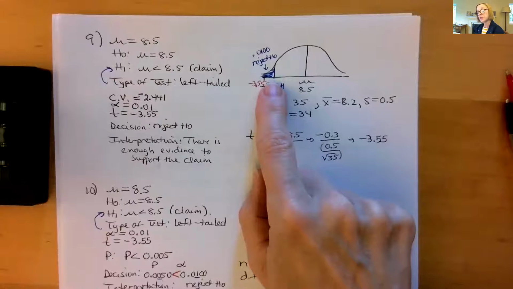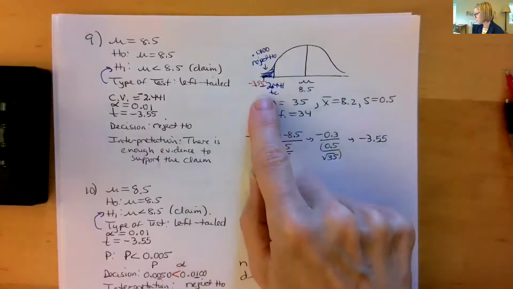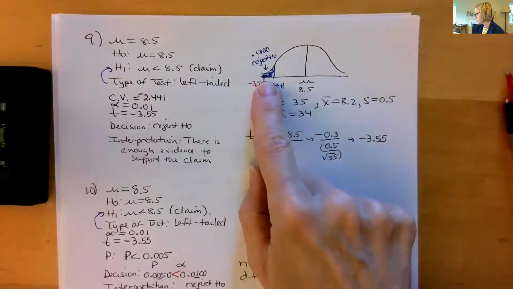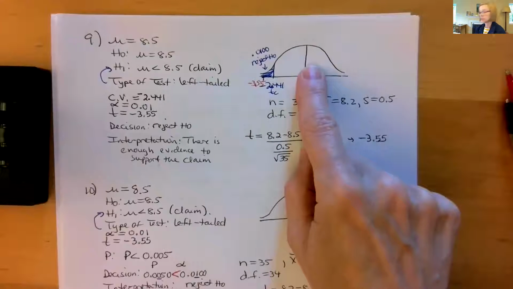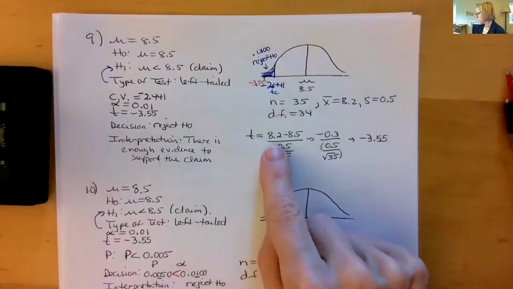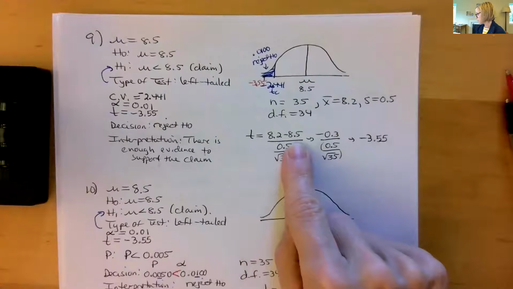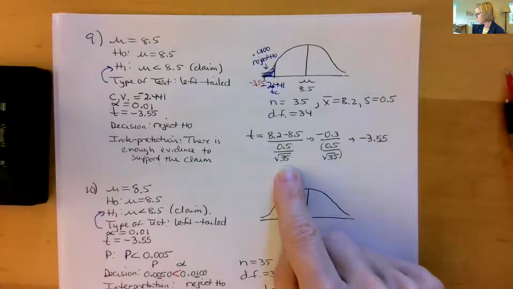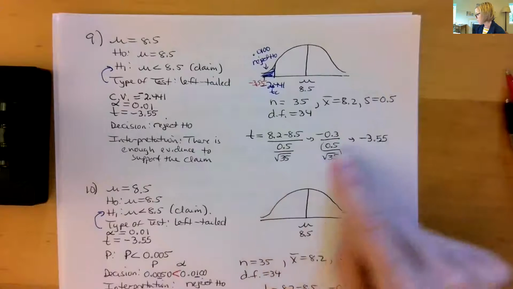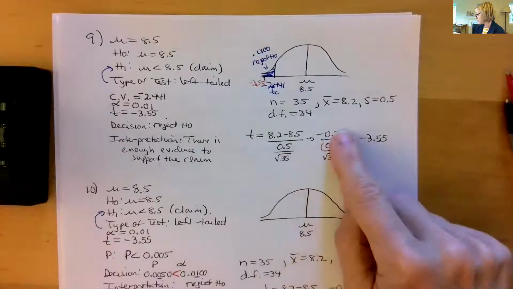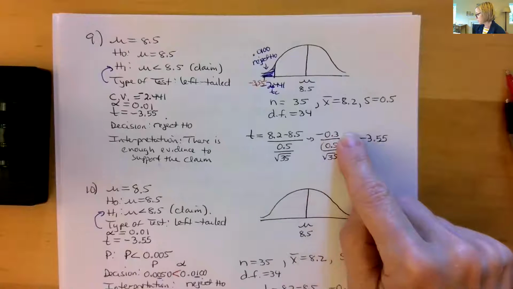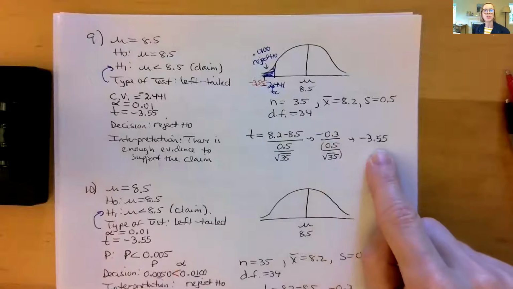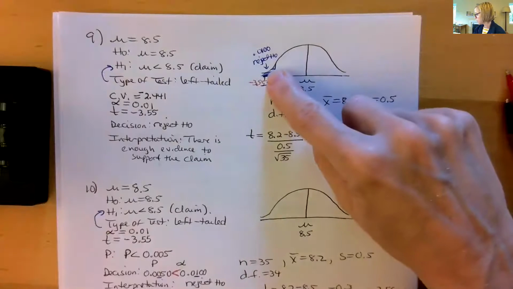If we calculate a t-value and it's in the rejection region, we reject the null. If it's anywhere over here, we fail to reject, or do not reject, the null. So we're going to use the sample mean 8.2 minus the population mean 8.5, divided by 0.5, the sample standard deviation, divided by the square root of the sample size, 35. Again, use parentheses. First, subtracting in the numerator, negative 0.3. If you put this in your calculator, you're going to get a t-value of negative 3.55, which you now locate.